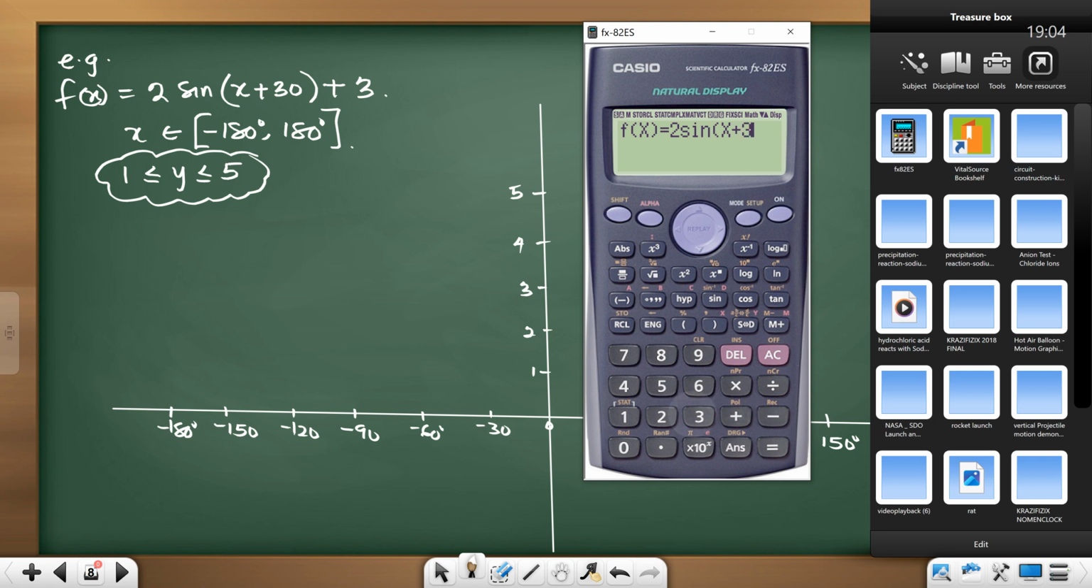Plus what? 30, we close the bracket. Then plus what? 3. We good? What is our start? Where are we beginning from? Negative 180. That's your domain, the beginning of your domain. So we type negative. Some of you, it gives you g of x. Just press equals. It means you can plot 2 graphs at the same time. Start, negative 180. Are we there?